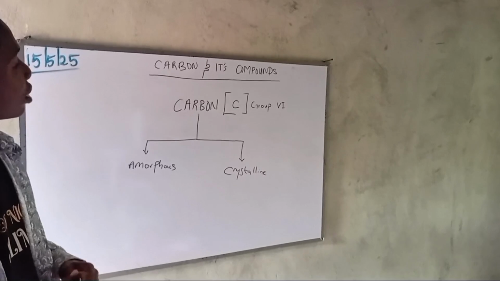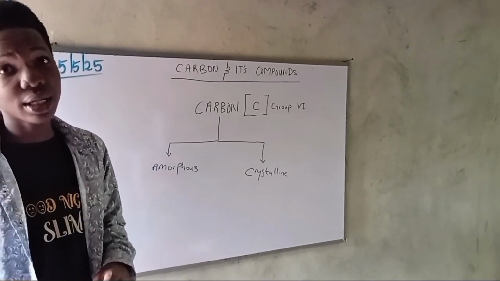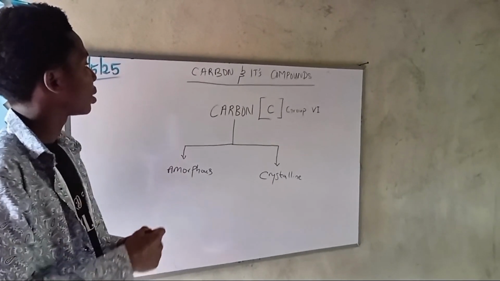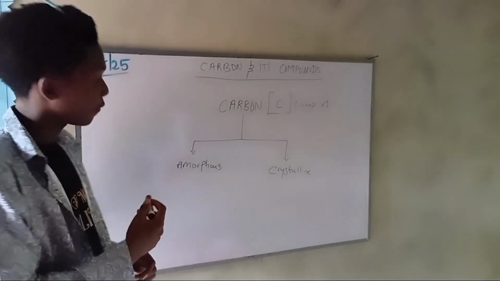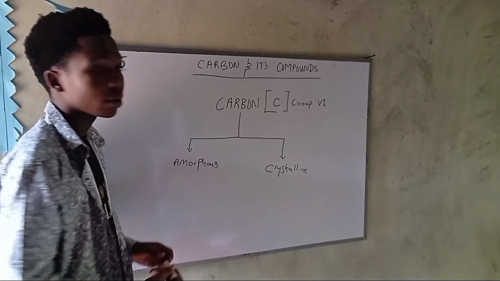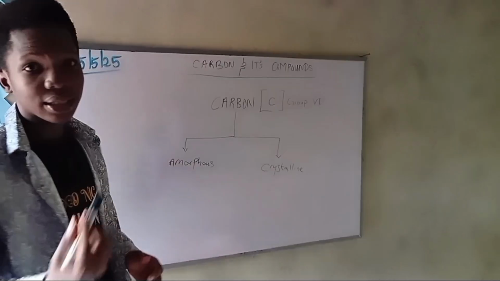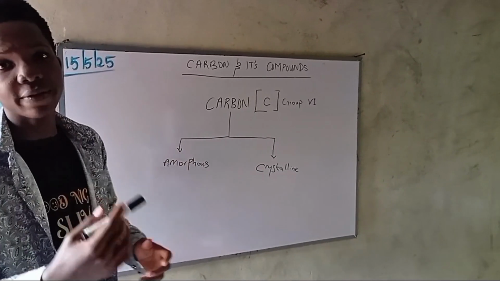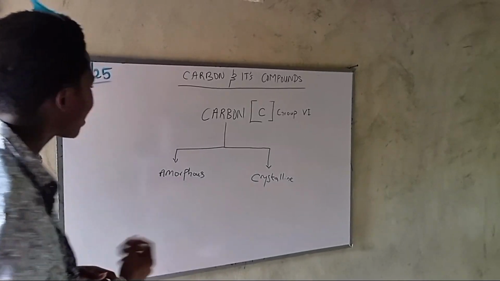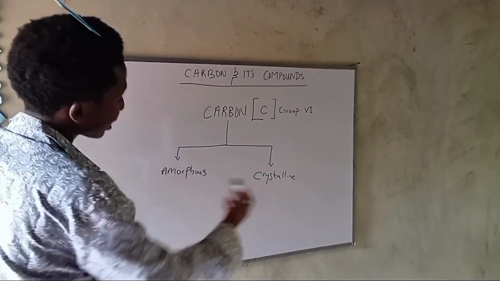Now carbon exists in different allotropes which are categorized on the basis of purity. So carbon is divided into amorphous and crystalline. Amorphous means impure, while crystalline means pure. So now you understand what I mean when I say carbon is classified based on purity. We have different types of amorphous carbon, and we also have different types of crystalline carbon.